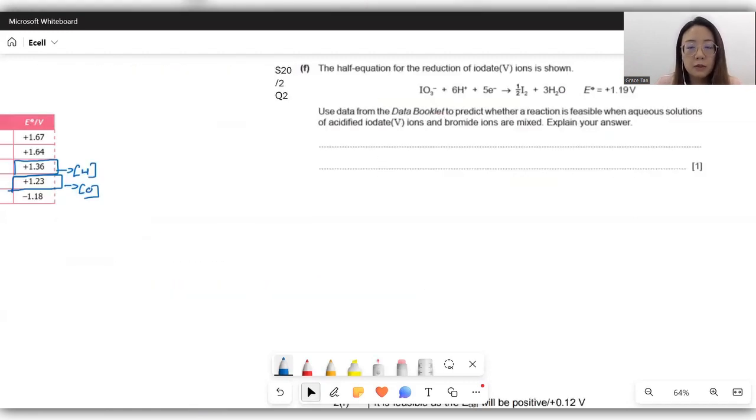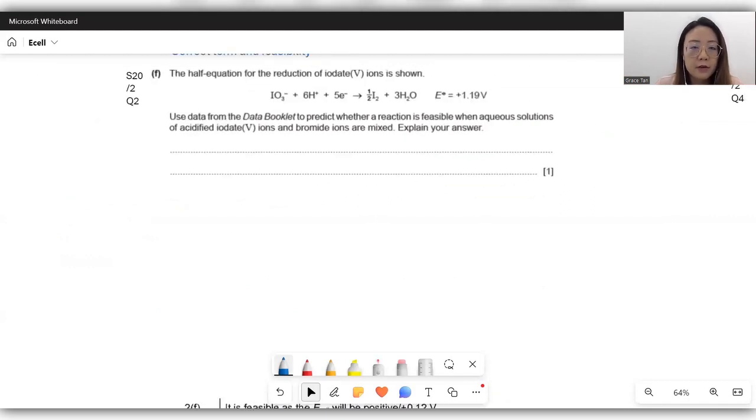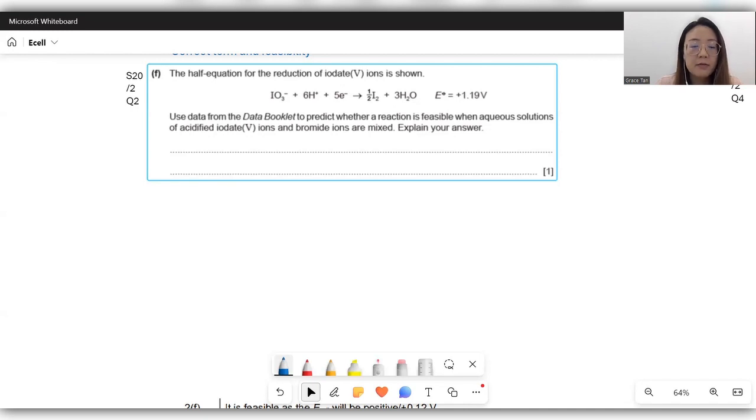Now, I'm going to move through another example here. Now, the half equation for the reduction of iodate ion is shown. They gave half. They never say undergo oxidation or reduction yet. Use data from the data booklet to predict whether a reaction is feasible when aqueous solution of acidified iodate ions and bromide ions are mixed. First, they only gave the half equation for iodate. And now they want you to determine whether bromide ions and the iodate reaction is feasible.